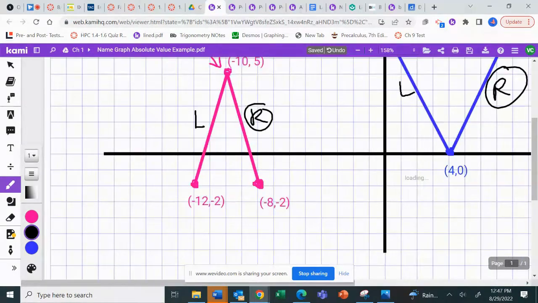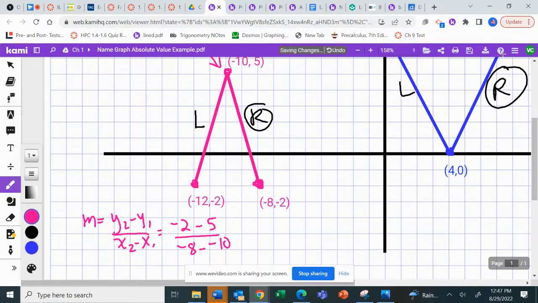So we're going to start the pink one together. First I need my slope. Slope is still y2 minus y1 over x2 minus x1, equals negative 2 minus 5 over negative 8 minus negative 10. So I get negative 7 over 2, which is negative 7/2. Remember, for slope, it is an improper fraction. Do not turn it into a mixed number. Do not change it into a decimal. If you have one negative divided by one positive, the whole thing becomes negative. So I have my M value.